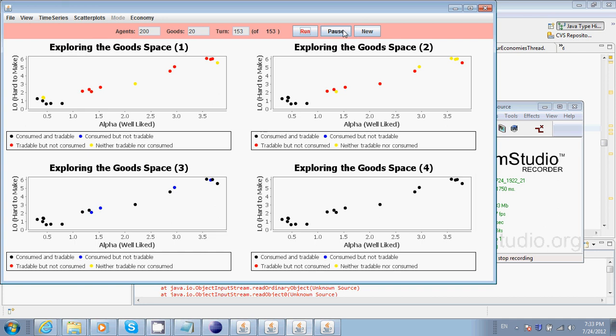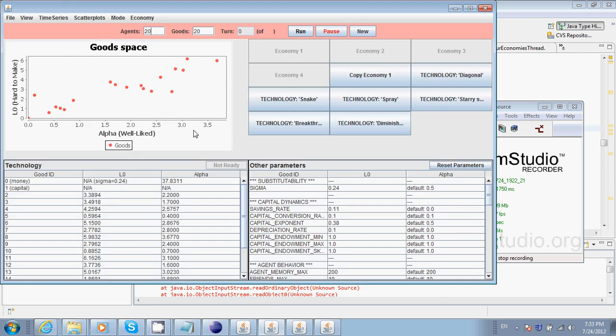Okay, now let me pause this. Let me go to another example. Here we have an economy which again, there's 4 economies. Here's the goods space. It's a little bit different, but this is again explaining technology. In fact, let me take the opportunity now to explain what this means.